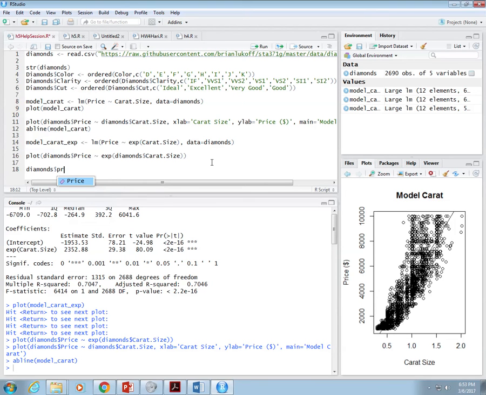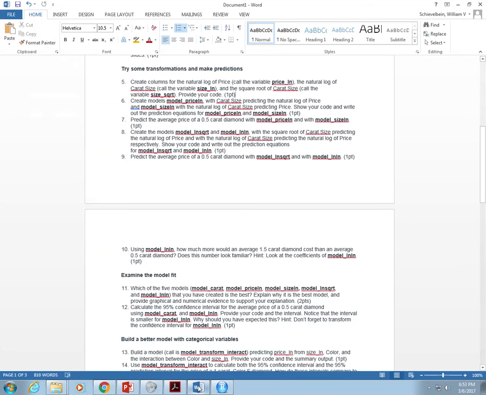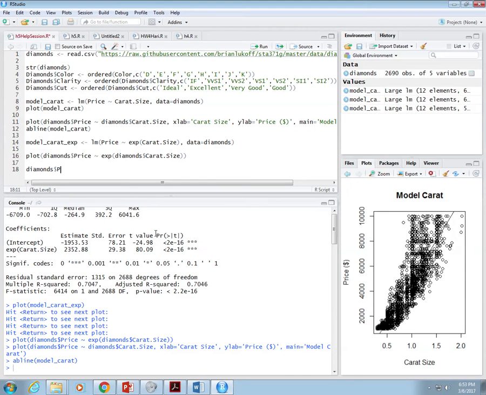So we have price log with it. Make sure I'm doing it exactly like the homework asked. Price log, not capitalized. So in the data set diamonds, I'm going to make a new column called price log that is simply the log of diamonds price. Okay.